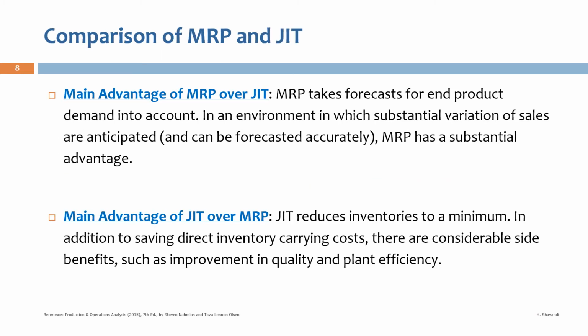So if you want to compare MRP and just-in-time, the main advantage of MRP over just-in-time is working based on the forecast. If there is going to be substantial variation in demand in the future, and if we are able to forecast that variation, then we will be prepared for that, right? But that's not going to happen in just in time. So this will be the main advantage of MRP over just in time, and the main advantage of just in time over MRP is reducing inventories to a minimum.